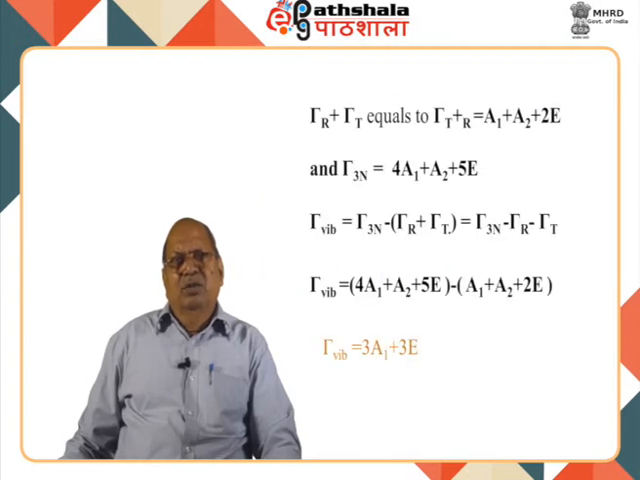So, tau r plus tau t, that is tau r+t, is equal to A1 plus A2 plus 2E. But tau 3n is 4A1 plus A2 plus 5E. Therefore, tau vibration is equal to tau 3n minus the sum of tau r plus tau t, which is 4A1 plus A2 plus 5E minus A1 minus A2 minus 2E, that is 3A1 plus 3E.